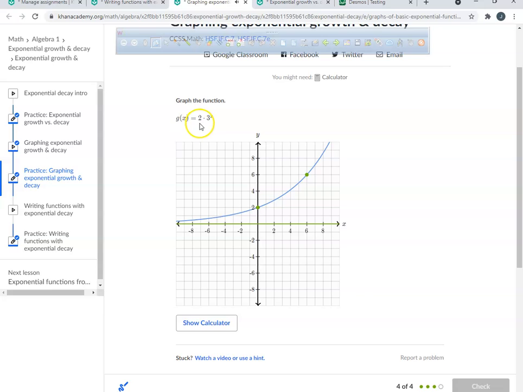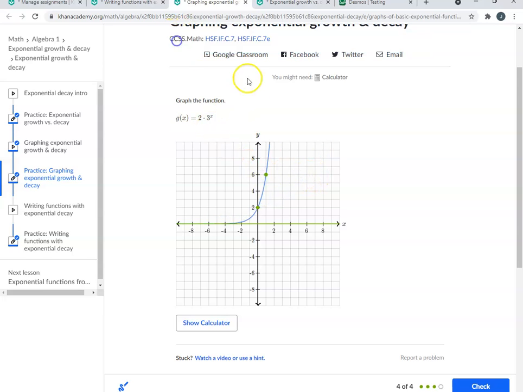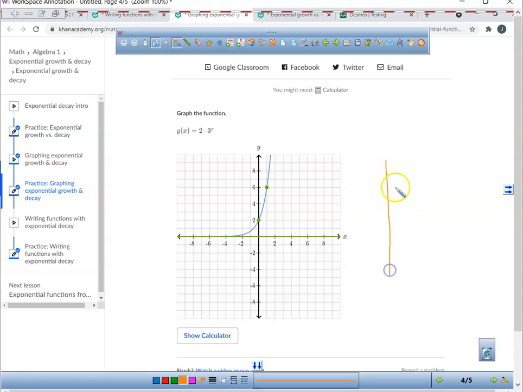Hey, what's my y-intercept? 2. You're right. And then what are we multiplying that by one time? 3. So we're at a 1 and a 6. If I'm going too fast for you, I'll do it one more time. I'll do it nice and slow for you to see what I'm doing.